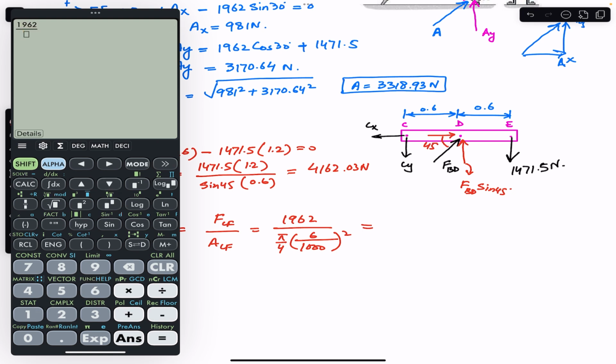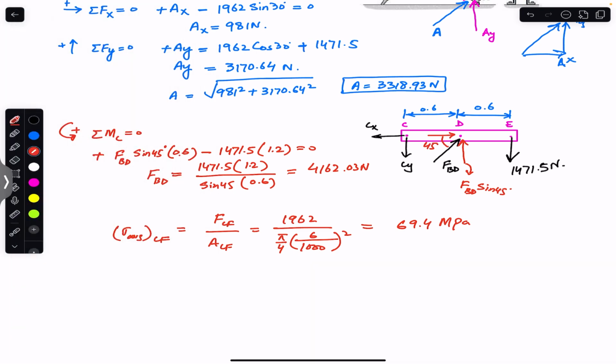So 1962 divided by pi divided by 4 multiply by 6 divided by 1000 square. So this gives us, we can say that this is 69.39, or we can say 69.4 megapascal, because if we shift the decimal place 6 digits, then this will be 69.4 megapascal.